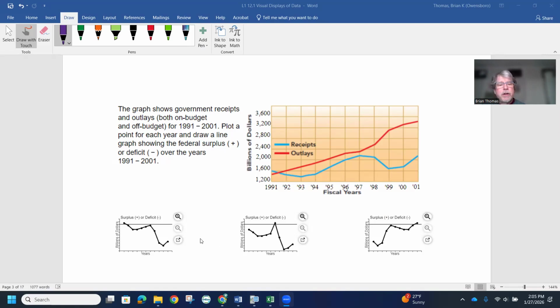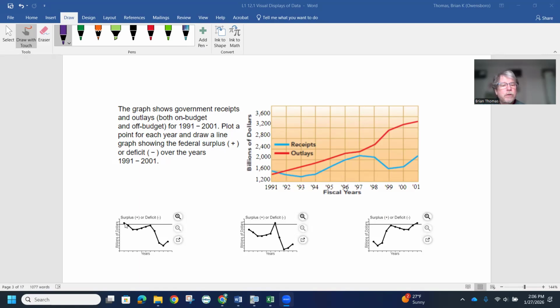Now they've already generated the graphs for us. One thing to pick up on is that this horizontal line represents the break-even point. If we're below this line, that's a deficit. If we're above this line, it's a surplus. If we look at 1991, notice our receipts are in blue and our outlays are in red. Our receipts are slightly above, so that means we have a surplus. It looks like our surplus is right around $400 or so.